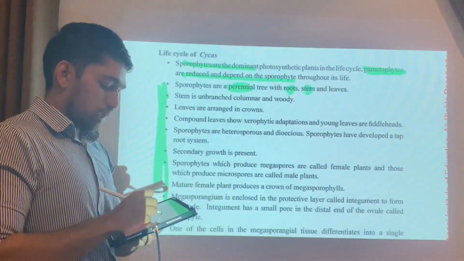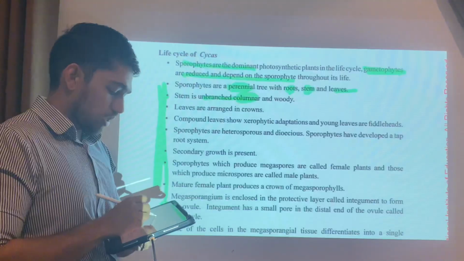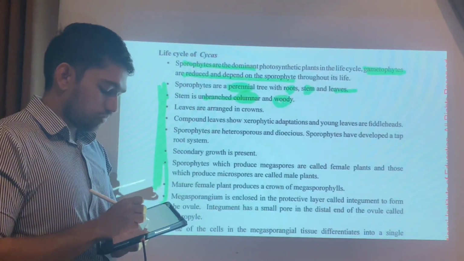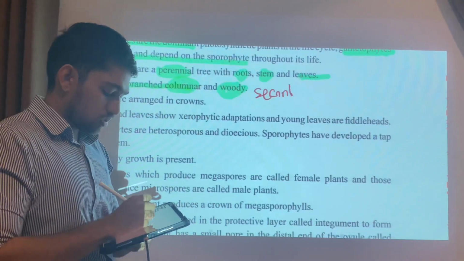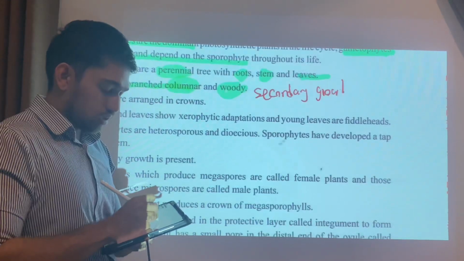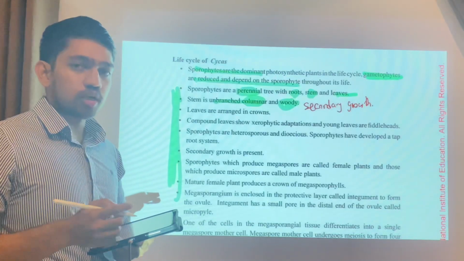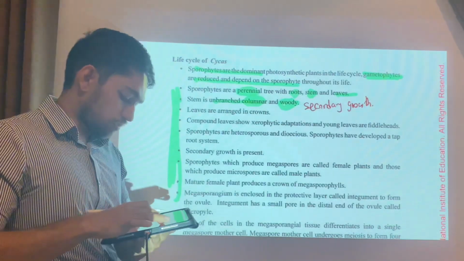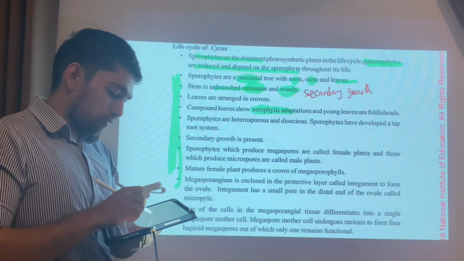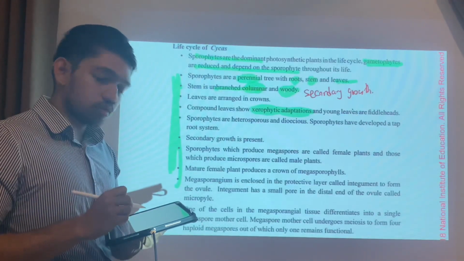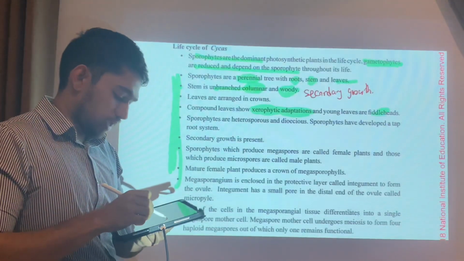It has proper roots, stems, and leaves. The stem is unbranched, like a column, straight, and it is woody. Woody means, when you get to plant form, you will learn about secondary growth. If a plant undergoes secondary growth, it will have wood, a hard section that is actually your secondary xylem. Leaves are arranged in crowns. And usually Cycas is a xerophytic plant, with xerophytic adaptations in order to tolerate low water availability. Young leaves are fiddleheads.